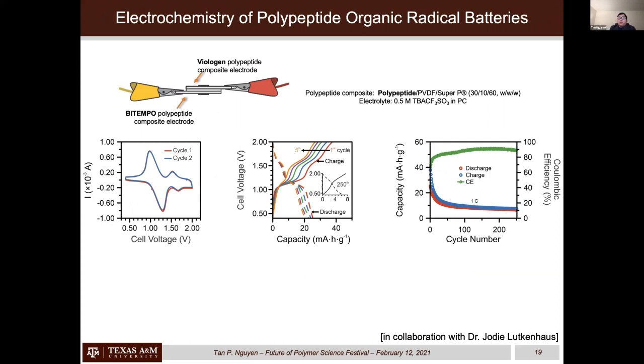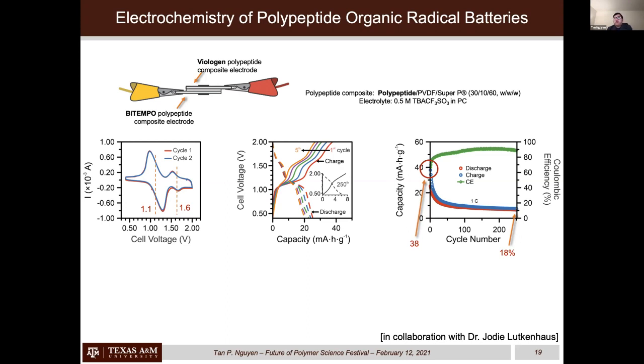This work is in collaboration with Dr. Luckenhaus's group. At the top is an illustration of the battery setup, which we often call the sandwich cell. This battery possesses two voltage windows of 1.1 and 1.6 volts, and it can reach a maximum capacity of 38 milliamp hours per gram, which is a good starting point. However, the battery can only retain 18% of the original capacity due to the dissolution of the polymer into the electrolyte.